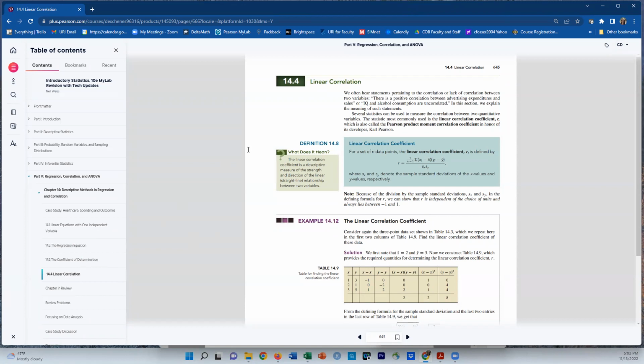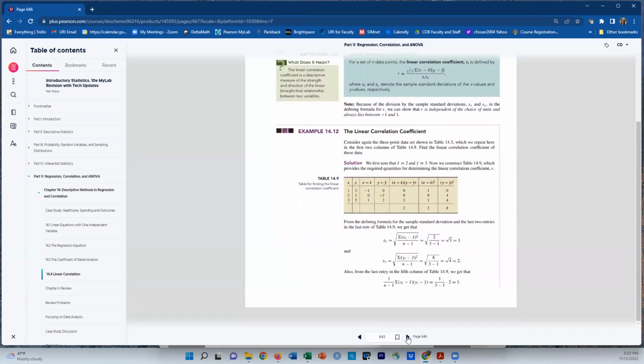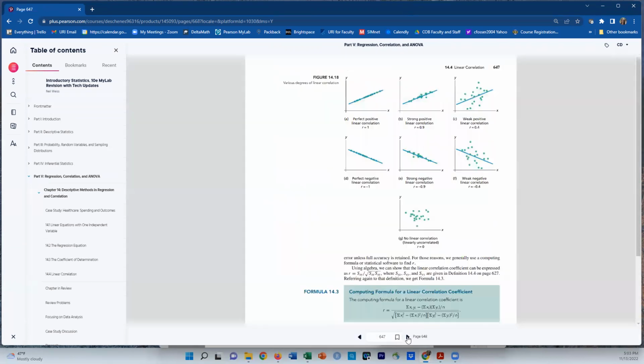You are not going to be responsible for all the material that's in this section. I am just going to cover the concept of linear correlation, and I want you to just have an introduction to it. So for example, when we talk about linear correlation, I'm going to actually start backwards from where the text is. All right, this is where I want to start.